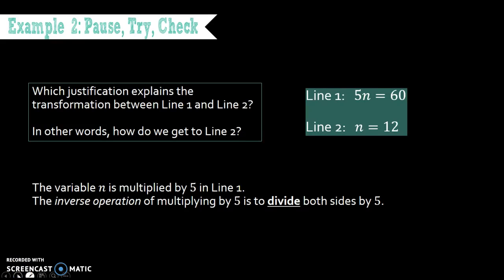That means our justification is the division property of equality. We divided both sides by 5. It's the division property. It's a property of equality because we're dealing with an equation. Equation, equality.